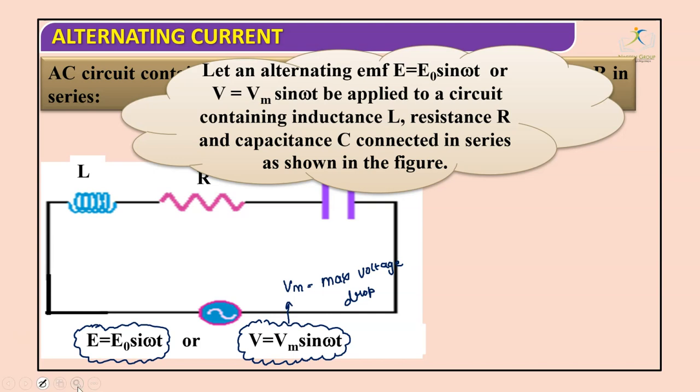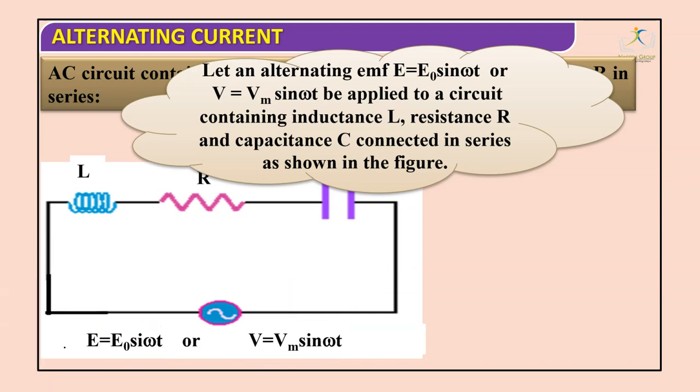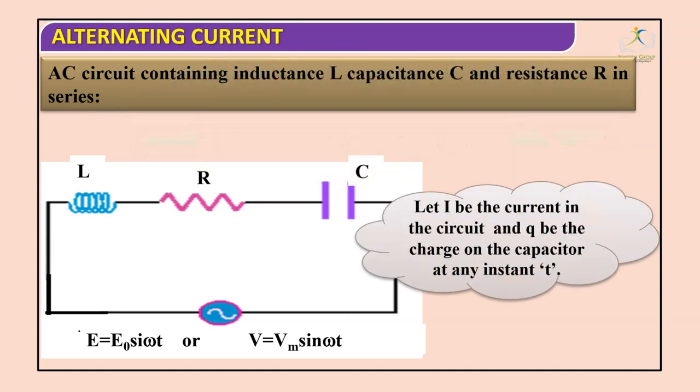Now, from the start, we have an alternating source, that means alternating EMF, which is E equals E naught sin omega t or V equals Vm sin omega t, applied to a circuit containing inductance L, resistance R and capacitance C connected in series as shown in this diagram. Let I be the current in the circuit and Q be the charge on the capacitor at any instant of time.